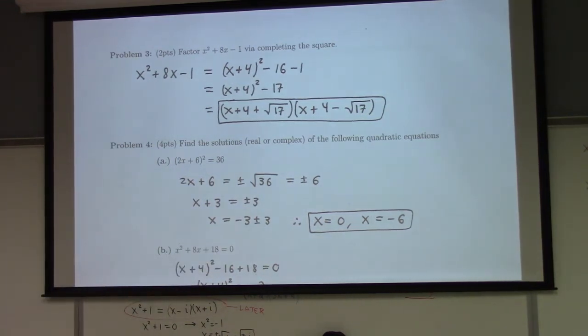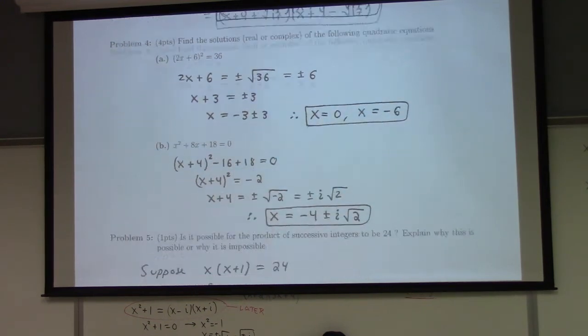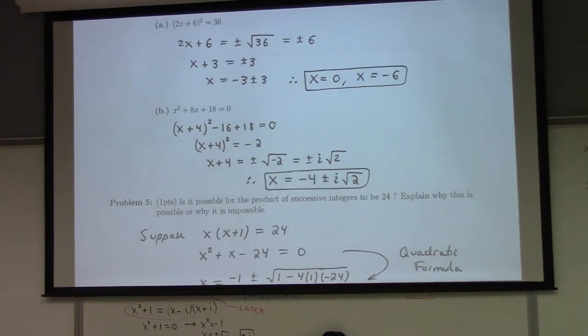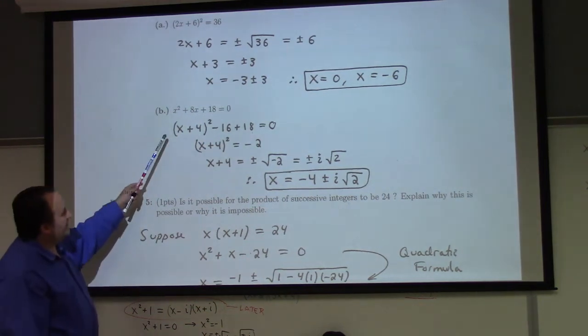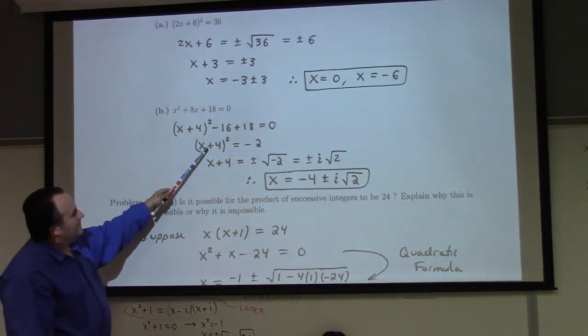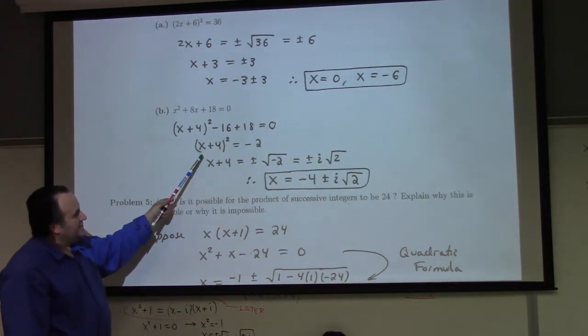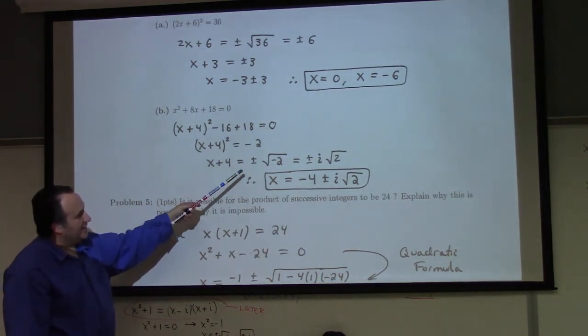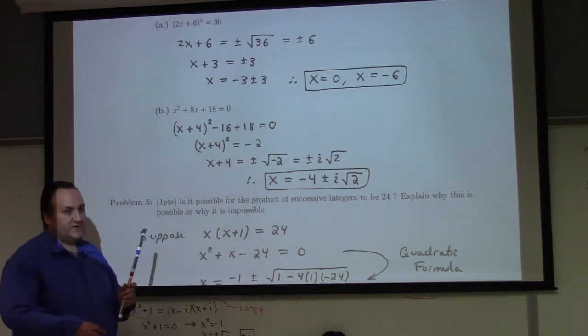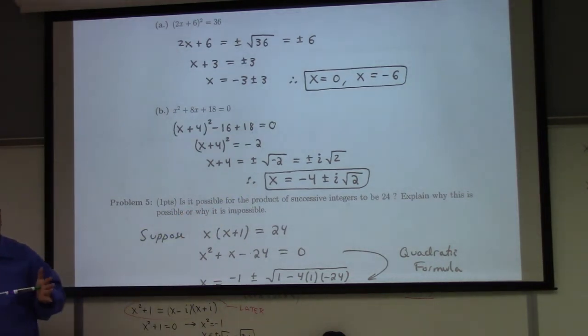In contrast, b here was a little bit more of a pain because in b, I did not have a square given to me, right? So I had to create it. So I did that by completing the square. And that put a minus 2 over here. Took the square root of both sides. And I got plus or minus 2i. Now, some of you are using the quadratic formula for this problem. Was that acceptable? The answer is yes, it was totally acceptable.